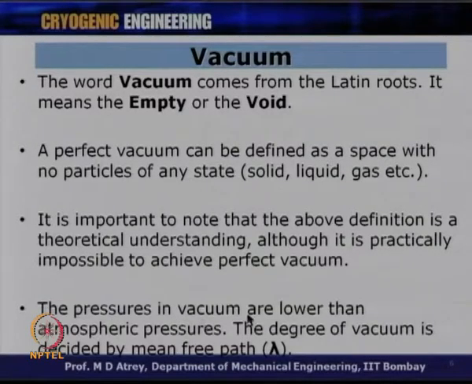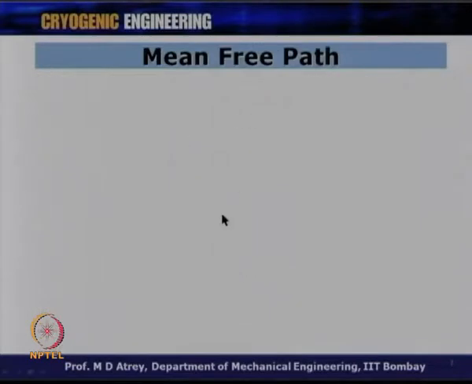The pressures in vacuum are lower than atmospheric pressures, that is why we call it vacuum. The degree of vacuum is decided by the mean free path. We have touched upon lambda, the mean free path, in the earlier lecture also, and depending on the value of this mean free path, we have got different degrees of vacuum. Before that, let us understand what is this mean free path, although it has already been touched upon in cryogenic insulation. So, what is mean free path?